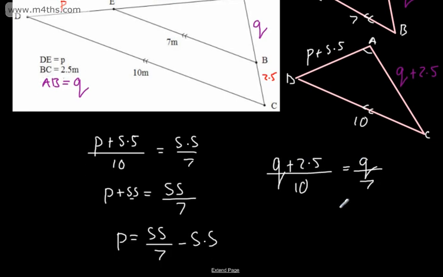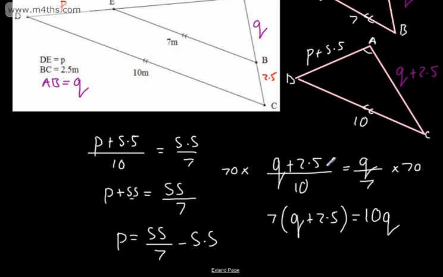At this stage, I'm going to cross multiply, or if you like, multiply both sides of that equation by 10 and both sides by 7. Or multiply both sides of the equation by 70. 70 is the lowest common multiple of 7 and 10. What I'll end up with is 7 multiplied by Q plus 2.5 will be equal to 10Q. Just think about that. If you multiply both sides of this by 70, then that gives us 7 times this, and that gives us 10 times that. Alternatively, cross-multiplying, you can look at it however you want to look at it.